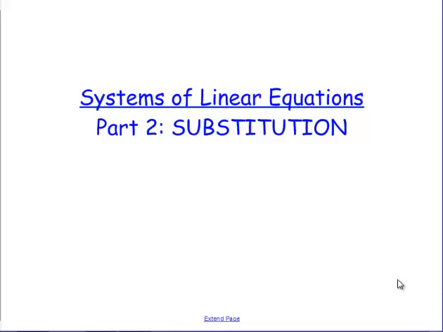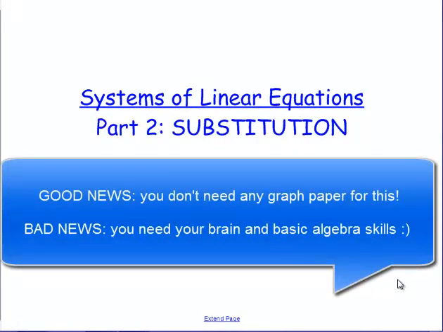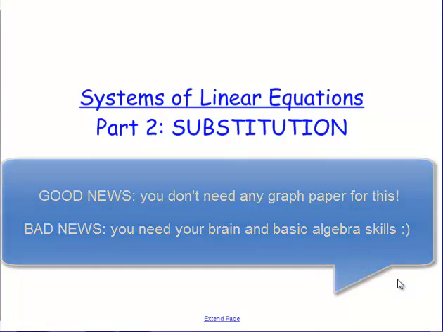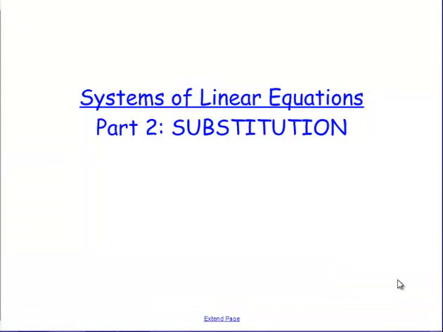All right, so as you can see, we're stepping on to the next thing as far as systems of linear equations. Last week we learned about solving by graphing, and we talked about the 3 different ways to solve them. Today you will learn the second way for solving systems of linear equations, which is substitution, and the name kind of tells you what you're going to do.